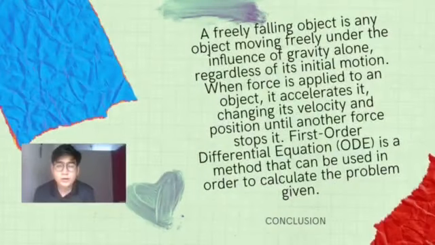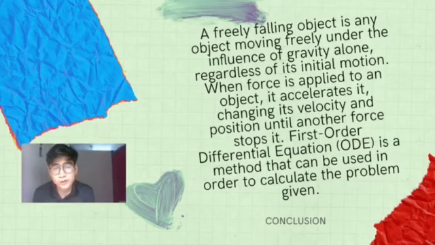The conclusion: a falling object is any object moving freely under the influence of gravity alone, regardless of its initial motion. When force is applied to an object, it accelerates it, changing its velocity and position until another force stops it. First-order differential equation is a method that can be used in order to calculate the problem given.